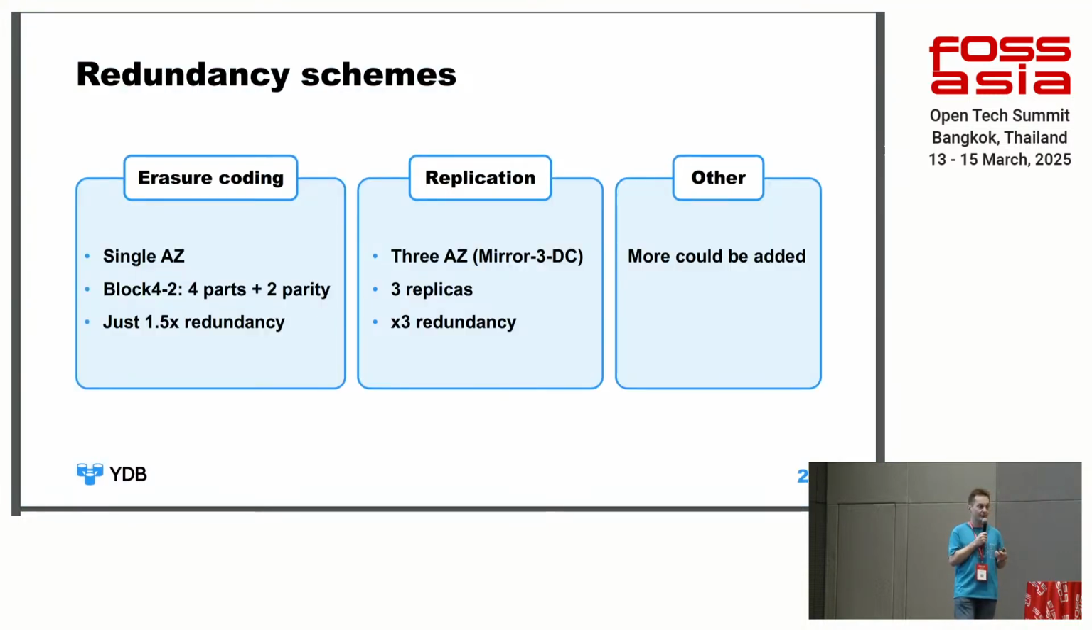We support multiple redundancy schemes. If you have a single availability zone, it might be erasure coding. In this case, you have redundancy 1.5, which is really cool if you're out of disks. So if you don't have too many disks, it's a nice scheme. But if you have 3 availability zones, I mean, it's mostly when your data is very, very important, we have replication and redundancy is x3. But actually, we support more schemes, and you can easily extend our distributed storage, adding even more schemes.